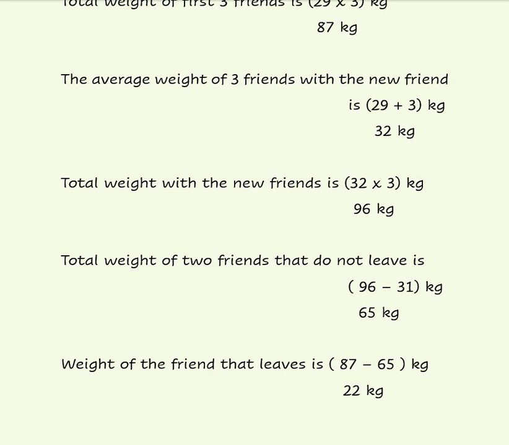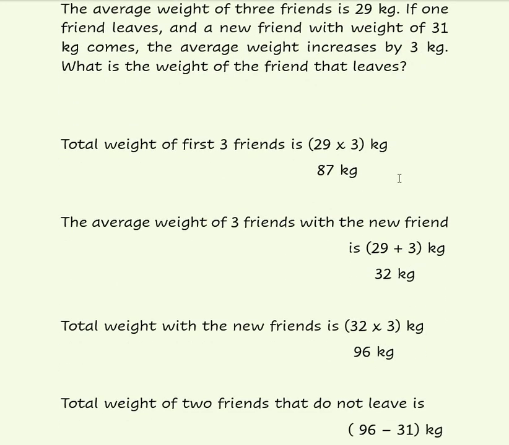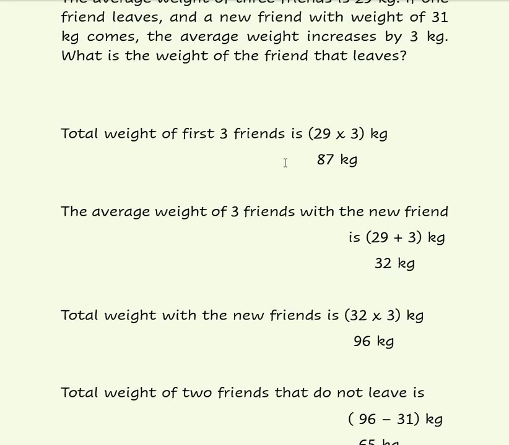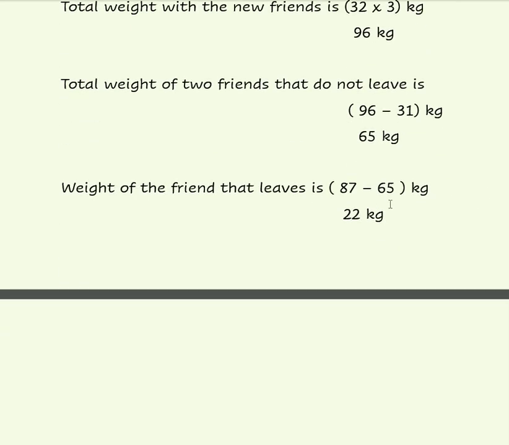But we know the 3 friends together have 87 kg, including the friend that left, and the weight of the 2 friends that did not leave is 65 kg. So the weight of the friend that leaves equals the total weight of the 3 friends, which is 87, minus the weight of the 2 friends that did not leave, which is 65 kg. So 87 minus 65 is 22 kg, which is the weight of the friend that leaves.